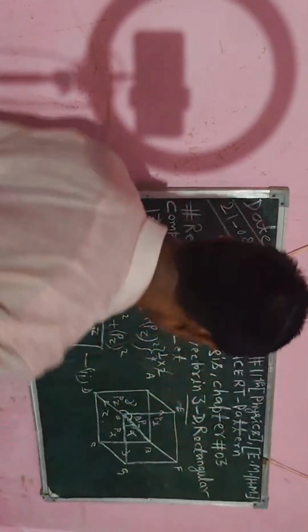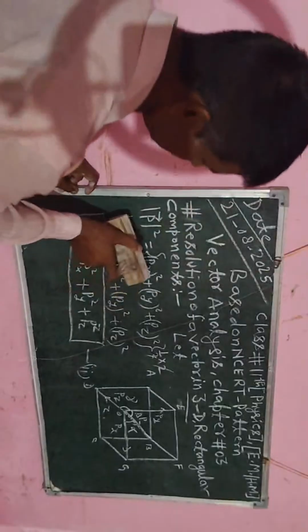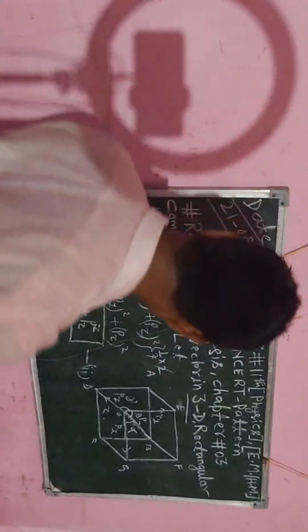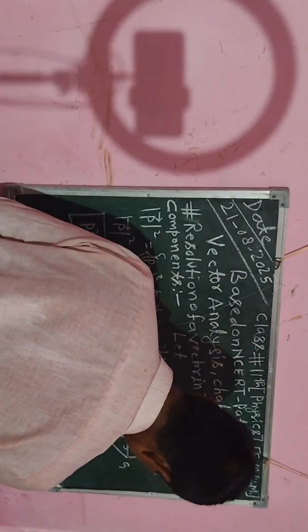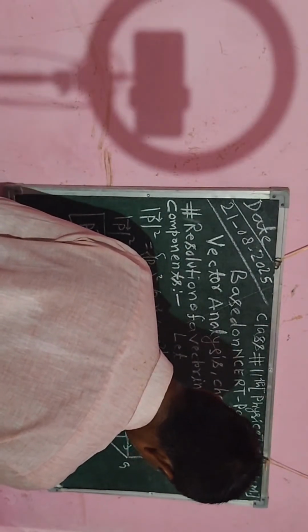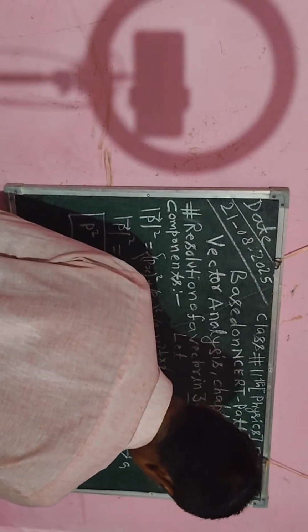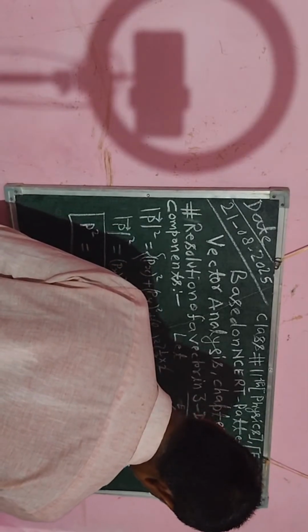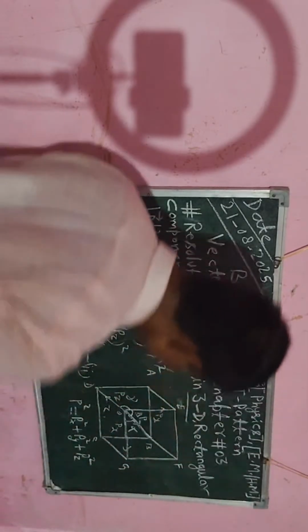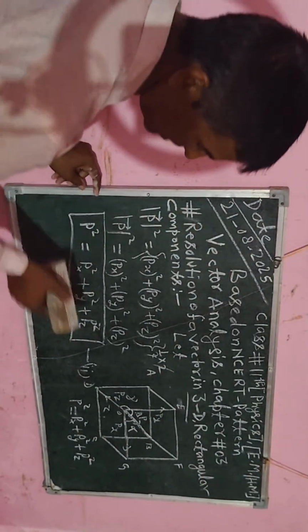Okay, so the above data I am going to erase, and the below data I will save here. So here I have to write p squared, which is equal to (p suffix x) whole squared plus (p suffix y) whole squared plus (p suffix z) whole squared. Okay, this is the required concept. So that concept I have to write.